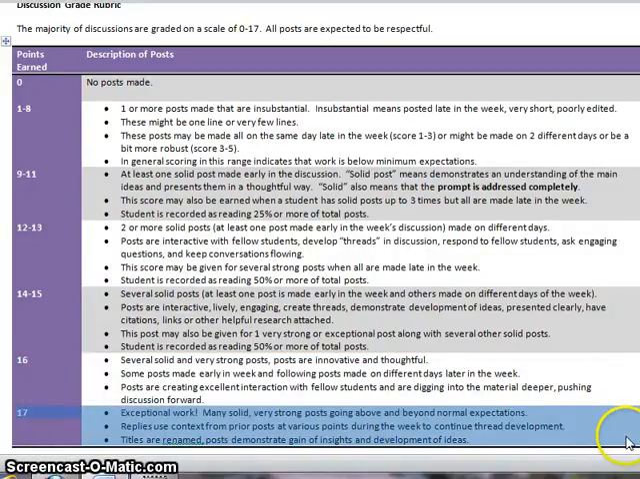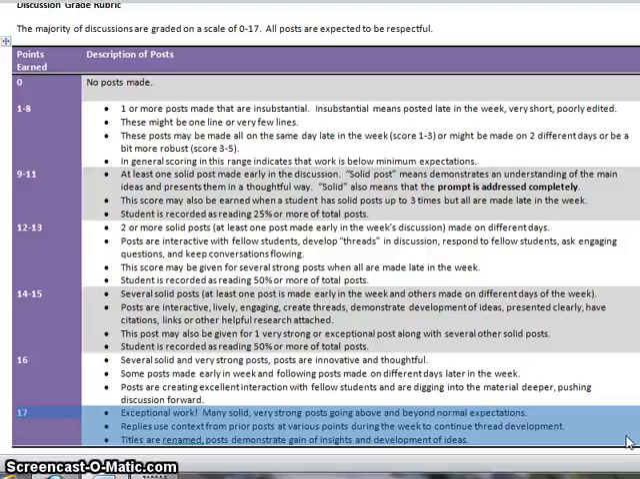Finally, the 17 here is exceptional work: solid, strong posts, above and beyond normal expectations. The replies are using context, so they're using what other students have said, developing it further. The titles are renamed because sometimes that gets people interested again in posting there. Posts demonstrate the gain of insight and development of ideas.